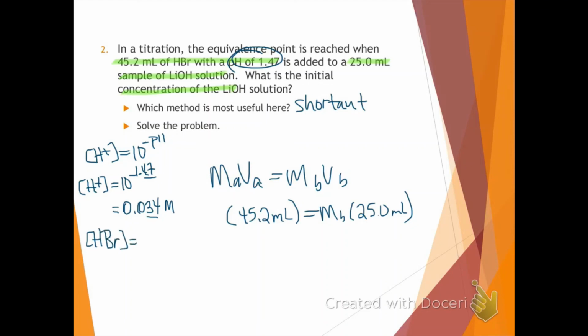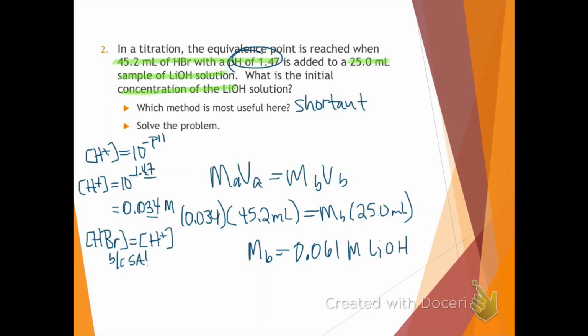We need to remember that for our strong acids, the strong acid concentration is going to equal that H plus concentration. So now we can plug that acid molarity in, 0.034 there, and just do some algebra to solve for the molarity of our base. Keeping our 2 sig figs, we end up with 0.061 molar for that lithium hydroxide.